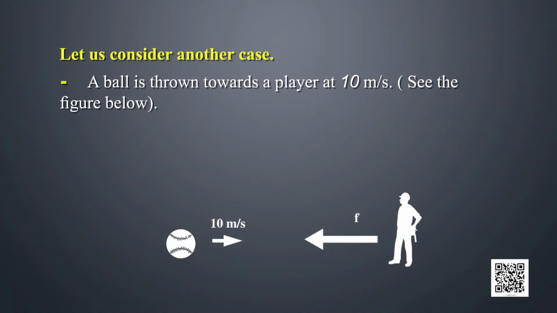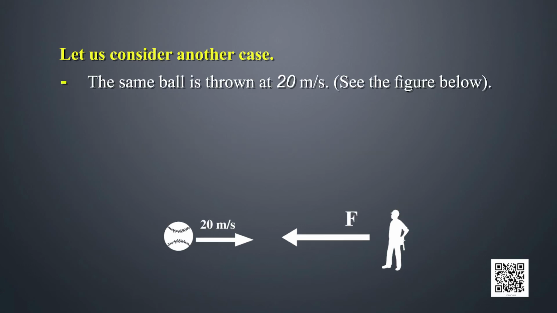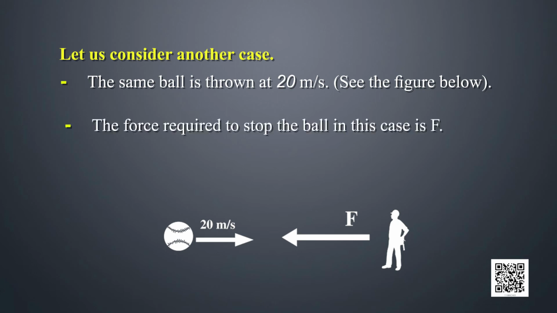Let us consider another case. A ball is thrown towards a player at 10 meter per second. You can see this in the figure below. A force f, small f, has to be applied to stop the ball. The same ball is now thrown at 20 meter per second, that is double the original speed. The force required now to stop the ball over the same distance is denoted by capital F.